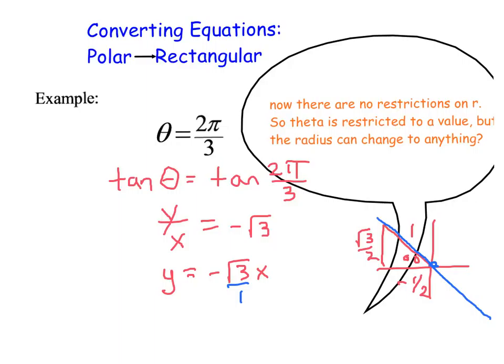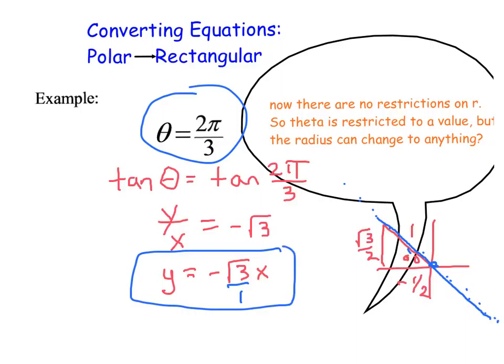So if you think about our earlier discussion, we have a theta restriction of 2 pi over 3, and the radius could be positive, so anywhere along this side. The radius could be negative, which would be anywhere along this side. Okay, so that would make sense that that would be our equation of our line. Kind of interesting interpretation, but definitely a good result.